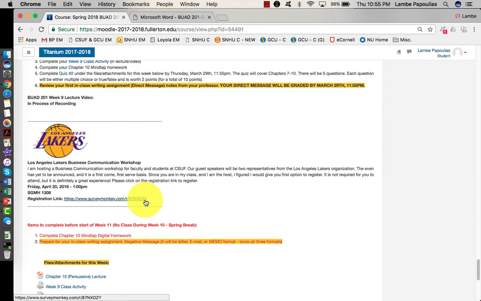Again, it's not required for you to go, but if you are interested, I would recommend registering for the event sooner rather than later. Given that this is the Lakers organization, I know this will fill up very fast, especially when the announcement is made to the entire business school at Cal State Fullerton, which should be, I believe, on Monday of this upcoming week. So if you are watching this earlier, make sure to register so you can have priority registration and hopefully be able to get into this event. And if you have any questions, you can shoot me an email.